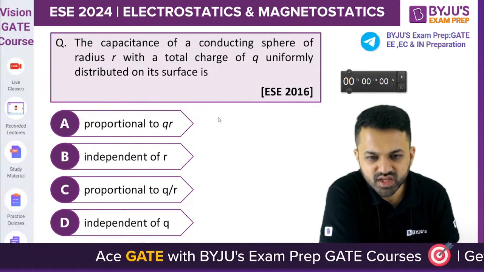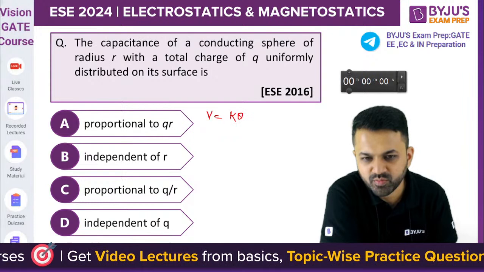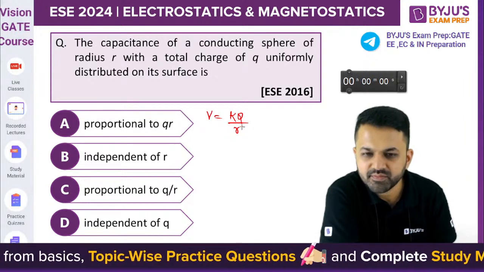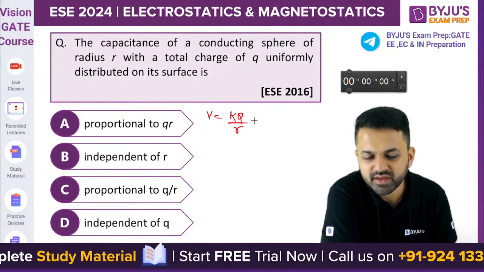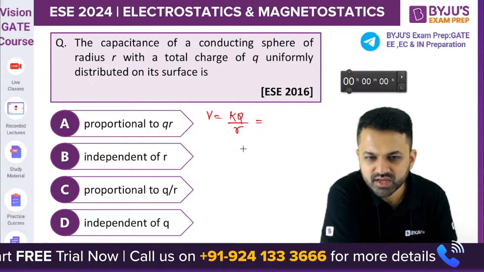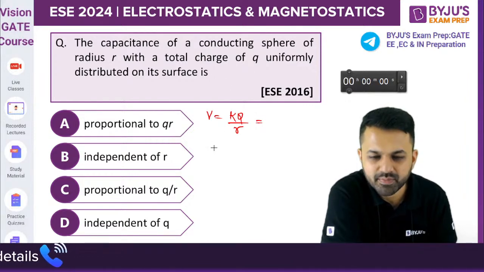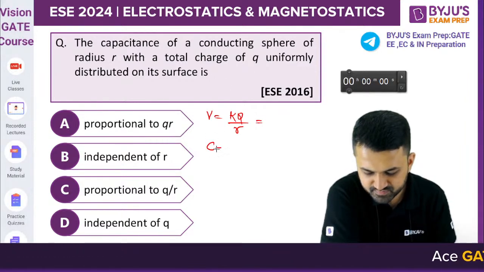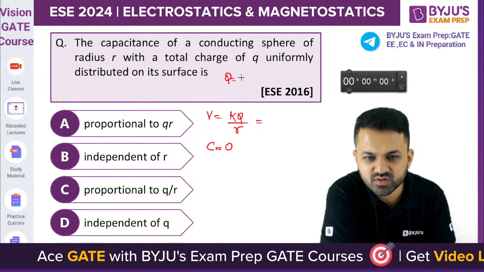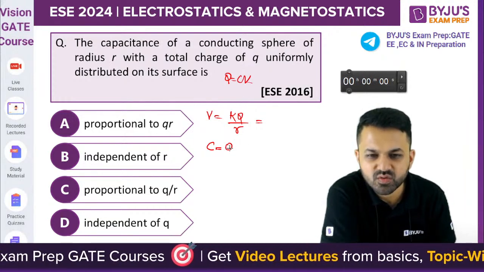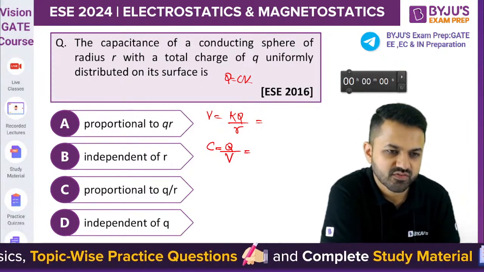We know that the potential is given by kq by r. The potential on the surface of the sphere is also given by the same, kq by r, since the charge is distributed on the surface. So we want to calculate the capacitance. We know that Q is equal to CV, so C is equal to Q upon V, and we will have the direct relation from here.